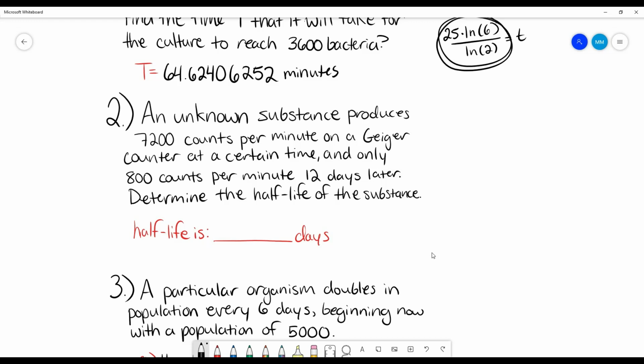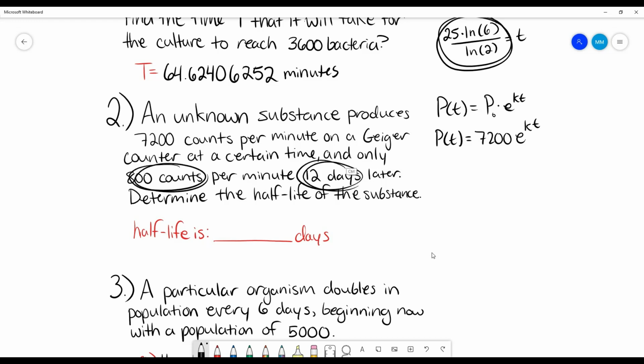Well, we don't know at what time this is, but we know that we're starting here and we end up coming down to here. So I'm going to use 7,200 as my P naught in this function. So I'm going to say P of t equals 7,200 times all of that. And we know that 12 days later, it produces 800 counts. So now my P of t, when t is 12, is 800. So I'm going to plug that in.